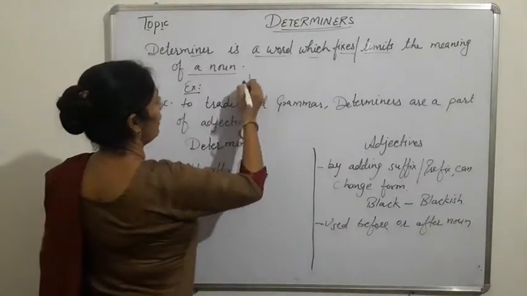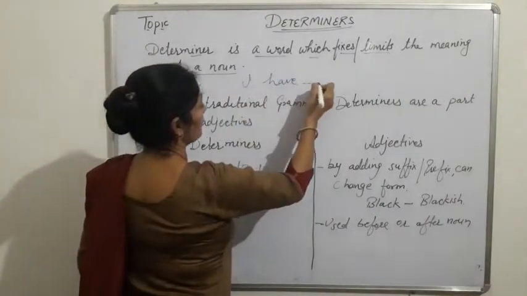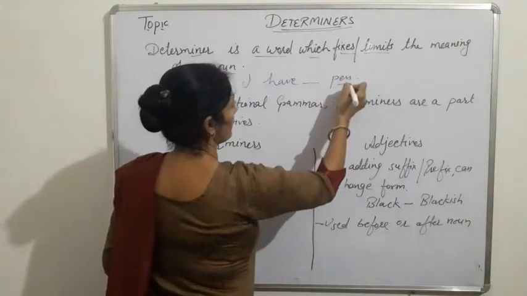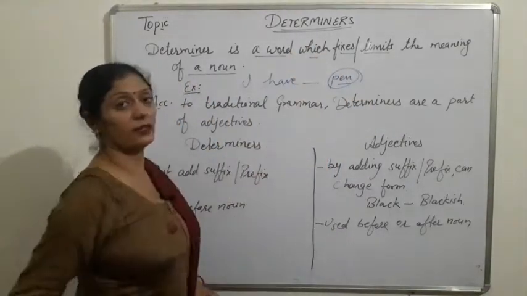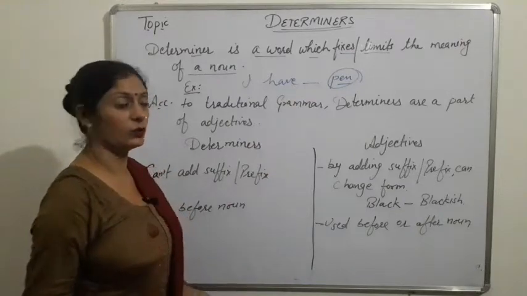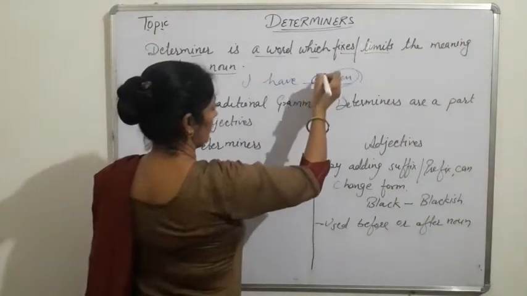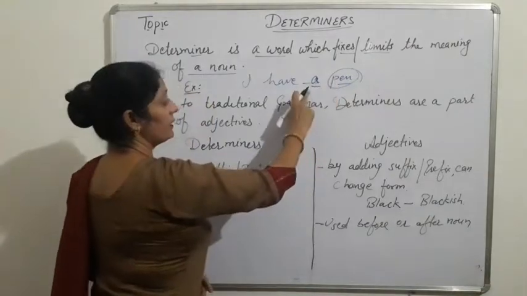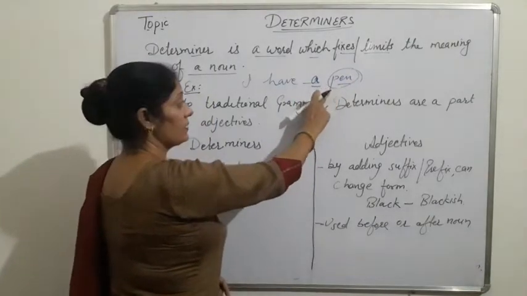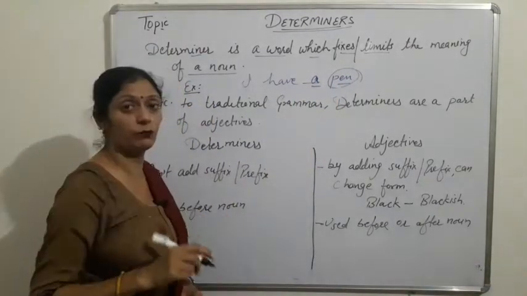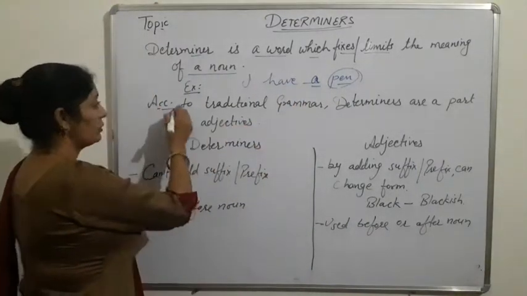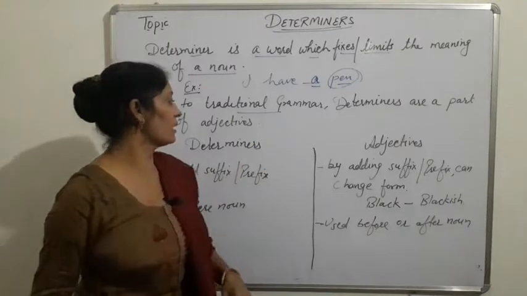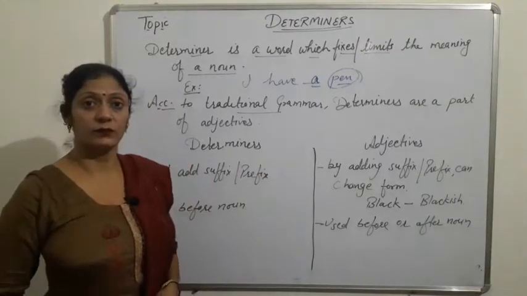For example, I have dash pen. Pen is a noun, okay, but nothing is written here. How many pens? Suppose we mention here "one", it limits its meaning. It means I am talking about only one pen. I have one pen. According to our traditional grammar, determiners are a part of adjectives.